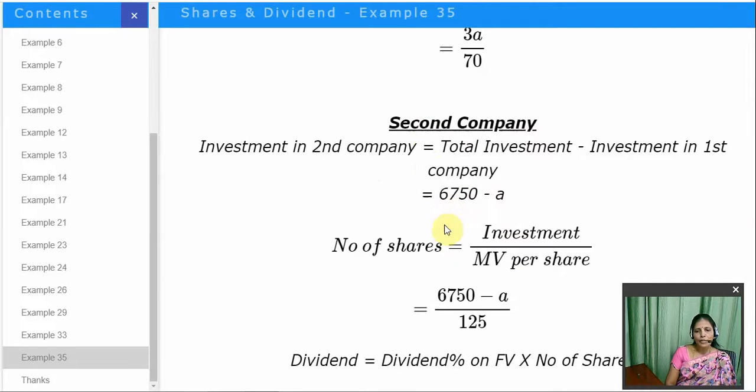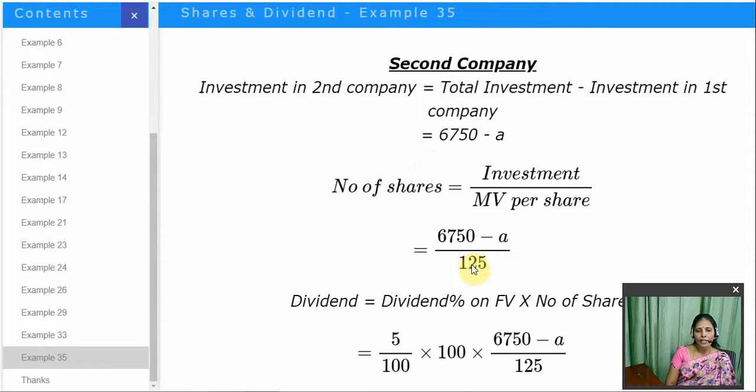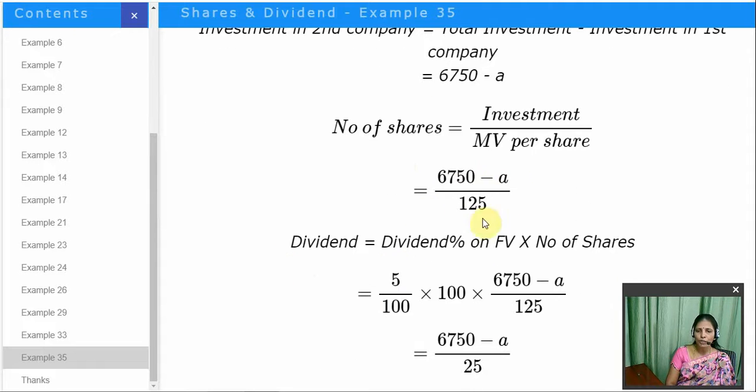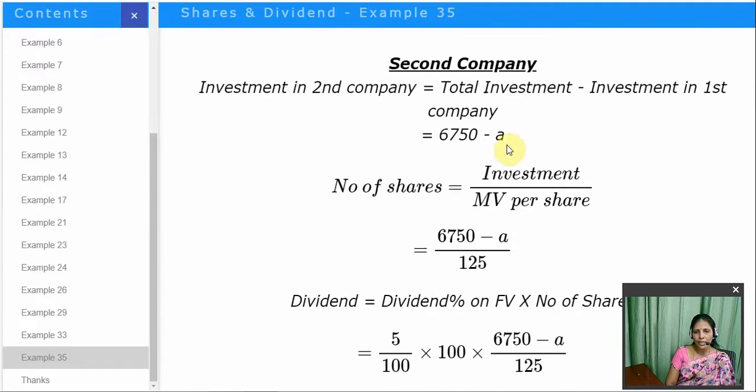Right? Now next we need to find the number of shares, and then we need to find out what is his income out of these shares. Right? Now the number of shares we need to find out is equal to investment by market value per share. So what is his investment in the second company? It is 6,750 minus A by market value per share, which is 125. Second company market value is already given in the question. So 125. So we found this is the number of shares for the second company.